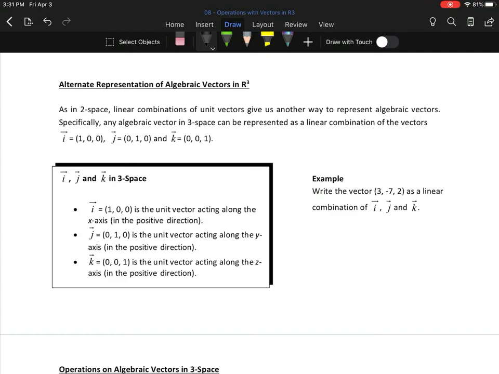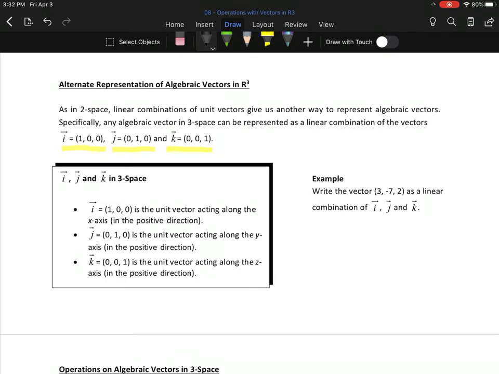Alternate representation of vectors in R3. I mentioned this in the last lesson. As in 2-space, linear combinations of unit vectors give us another way to represent algebraic vectors, and a powerful way. It may not seem like much at first. This i's and j's thing is pretty good. The only difference today is i is 1, 0, 0, because we're in 3-space. j is 0, 1, 0. And then k is the unit vector along the z-axis, 0, 0, 1. Those definitions are in the box there.